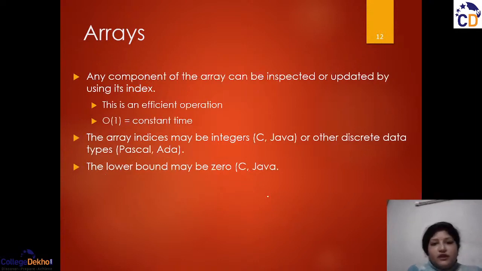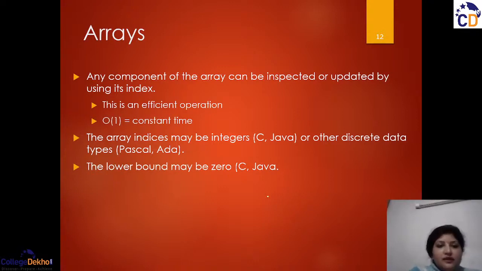Any component of the array can be inspected or updated, so you can perform a number of functions on the array. Any item of the array can be inspected or updated by using its index. This is an efficient operation. Like you have different asymptotic notations, later on we will learn what big O notation is, what omega is, and a number of other notations. We will learn how to calculate the time and check the efficiency.